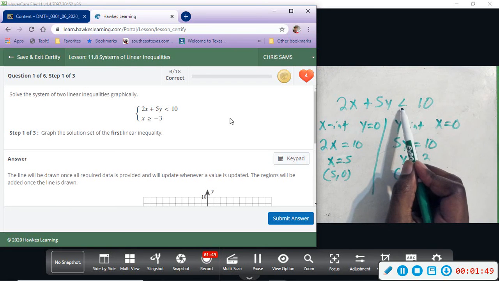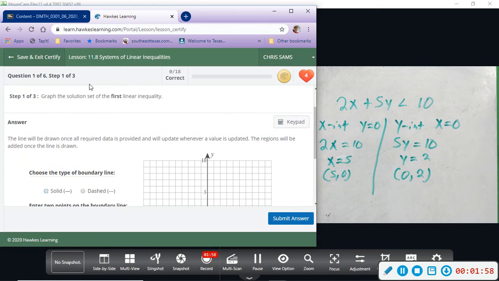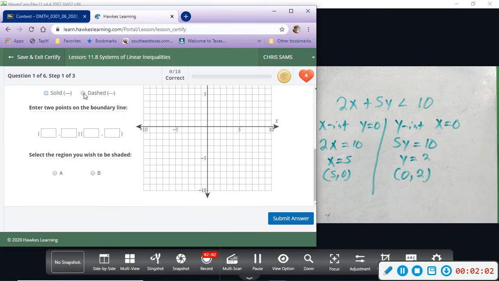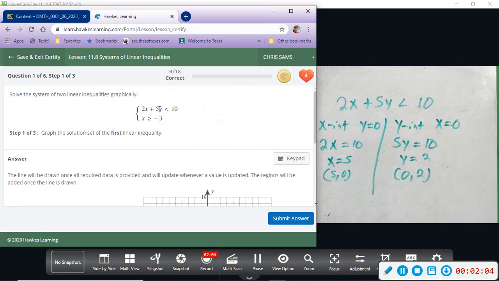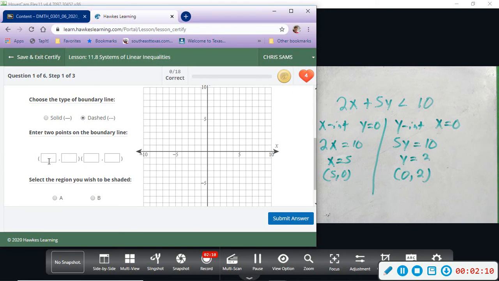Now this inequality, the fact that it doesn't have a line meaning equal to, will give us a dotted line. That's part of what they ask. So the first linear inequality is going to have a dotted line, and that's because this inequality is strictly less than. If it was just less or greater, dotted line. Alright, we got two ordered pairs, (5, 0) and (0, 2). So with that, we can graph the line.